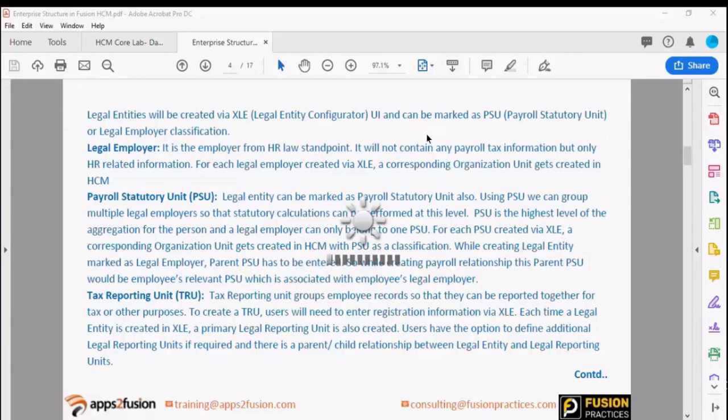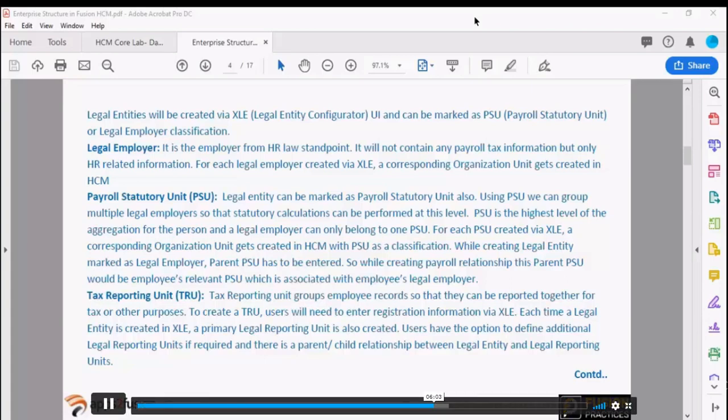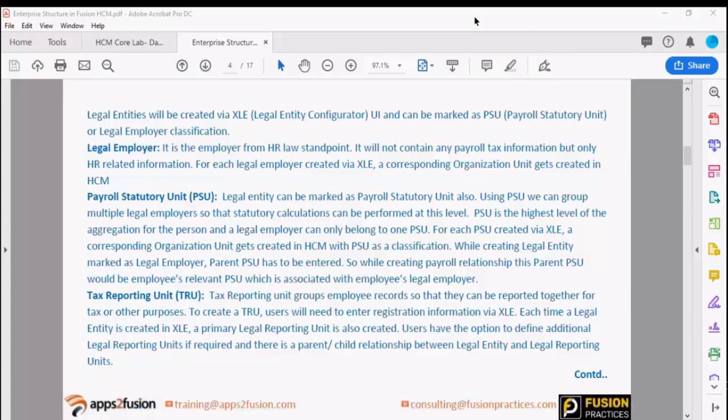Okay. Now, as we have mentioned, a legal entity which you create can be a legal employer. Legal employer is an organization which actually employs, or gives a job to, a person. So it can be used for your employer from an HR point of view. And a legal entity can also be a payroll statutory unit. Payroll statutory unit is actually the highest level in an organization, which is mainly used for your taxation purposes. So you will register your company maybe under India and maybe under Mumbai laws. So this L&T Mumbai can become your payroll statutory unit.